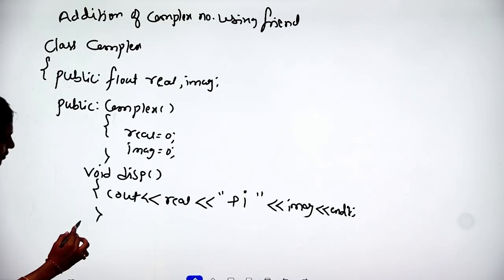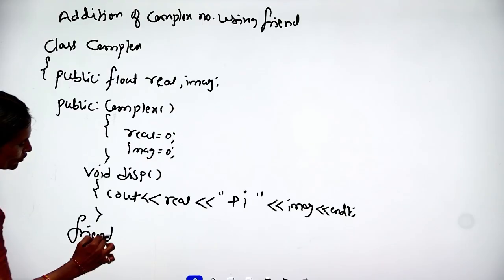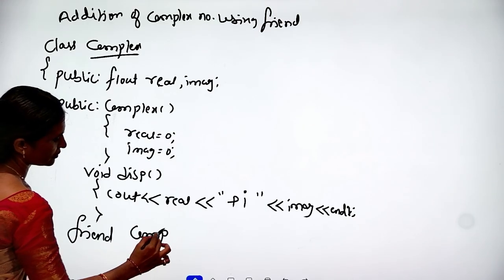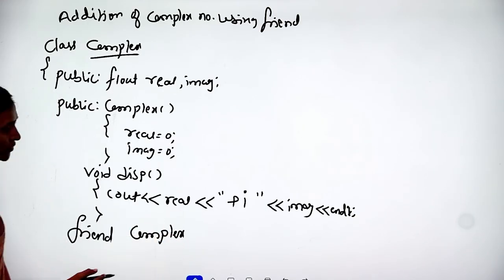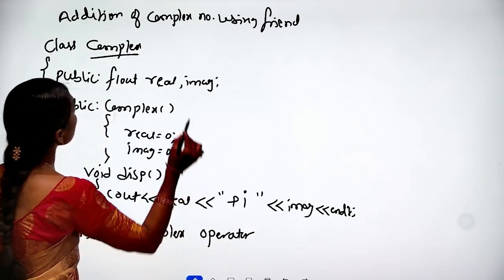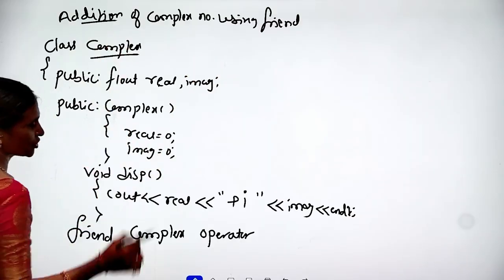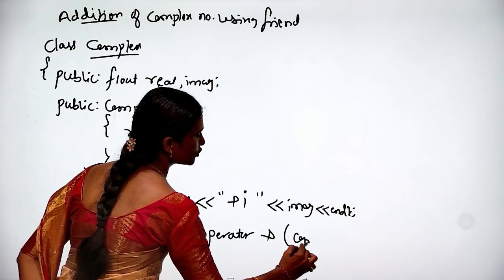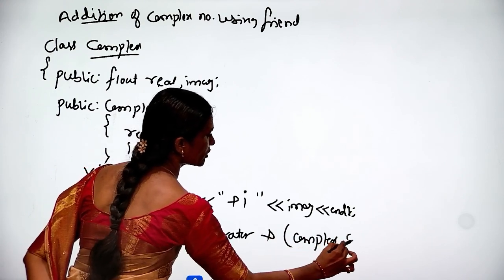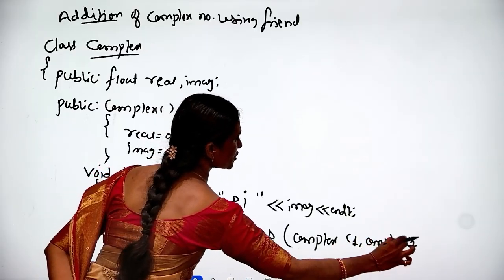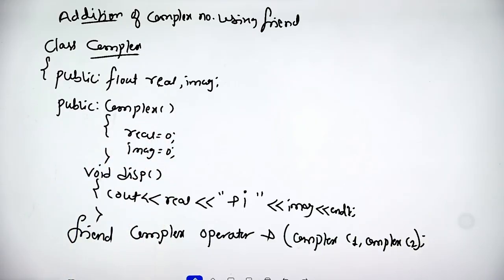Let's declare the method to overload, as a friend. The return type should be the class Complex, then the operator. Which operator am I performing here? I am performing addition, so the operator is plus. Then the two arguments we are going to take: Complex C1 and Complex C2. This is the declaration part, and close with a semicolon.